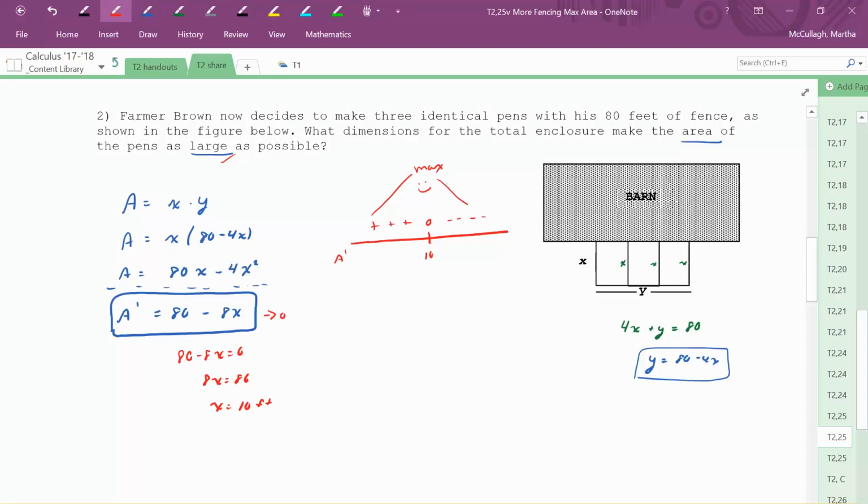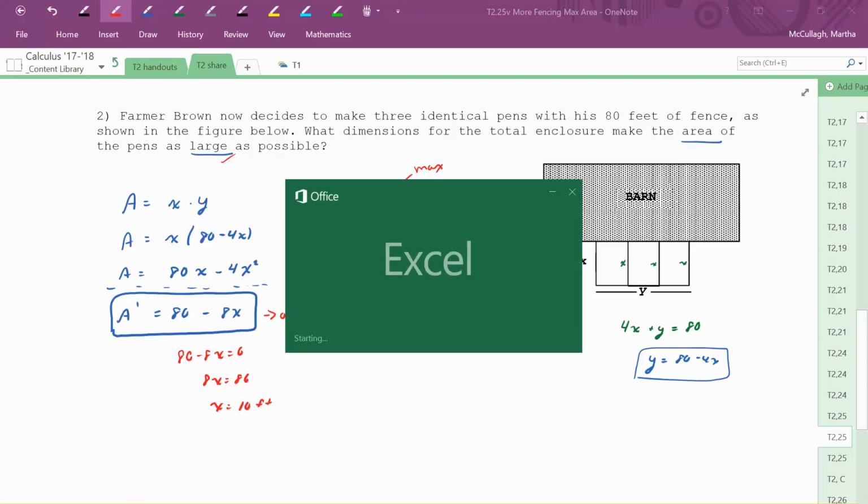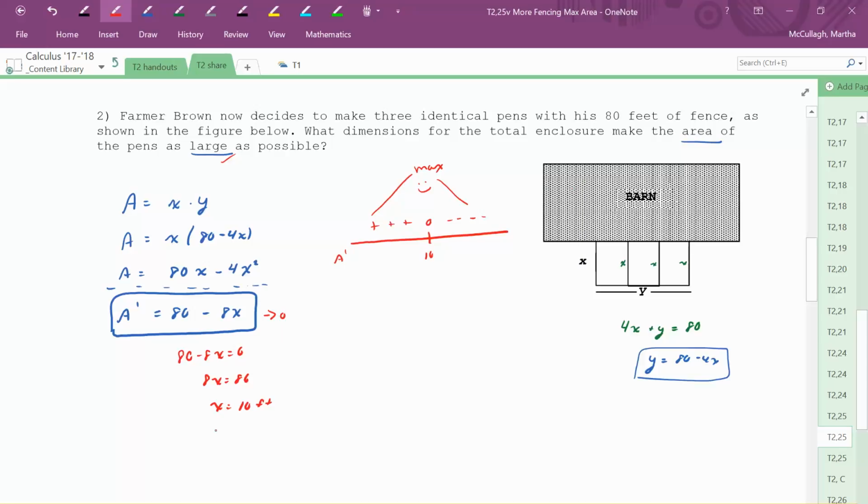So my x is 10 feet and y equals 80 minus 4x. Y equals 80 minus 4 times 10. 80 minus 40. Y equals 40 feet. So my area equals x times y equals 10 times 40 equals 400 square feet.